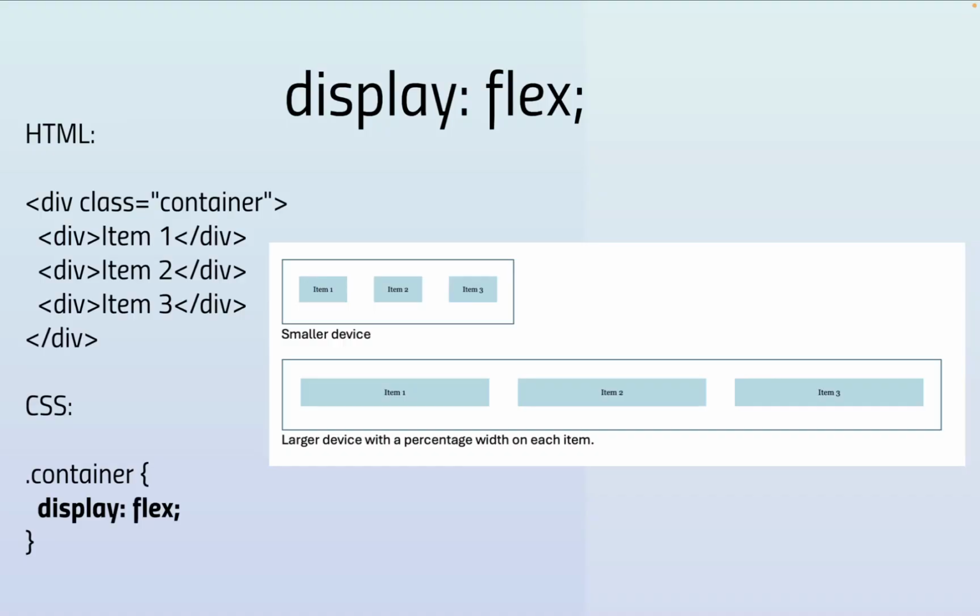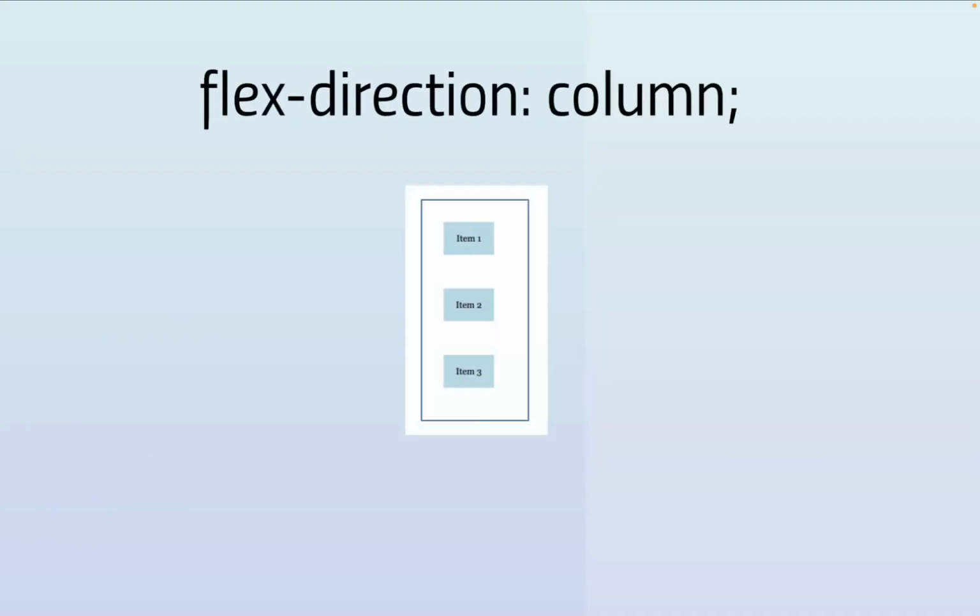The main idea behind the Flexbox layout is to give a container the ability to adjust the size and order of its items to best fit the available space, making it ideal for responsive design across different screen sizes and devices. You can change the flex direction to column, and this is a nice way to make your site responsive on smaller screens.